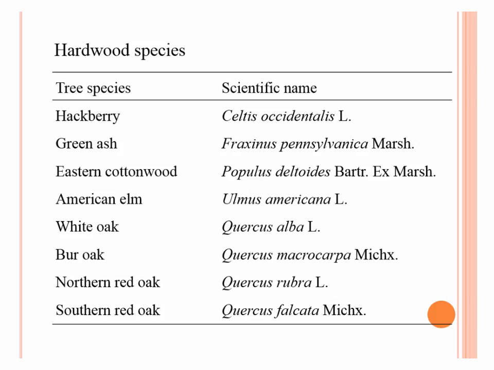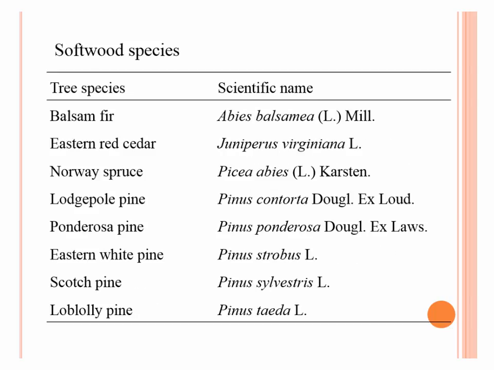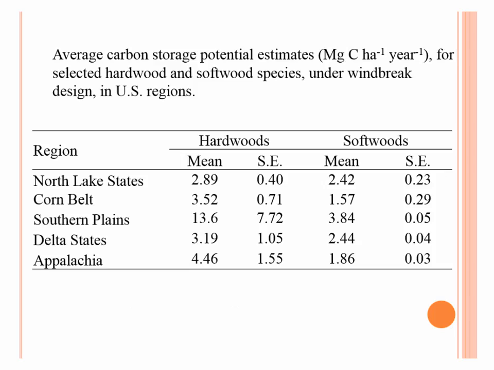We know that some trees grow well in some regions, some trees grow well in other regions. But we assume that people are planting the right trees in the right place. And when we analyze all of these trees with Jenkins, we got this potential, which is megagrams of carbon per hectare per year for hardwood with spacing based on the design. We have for this region this value for hardwood, softwood, and so on and so forth.